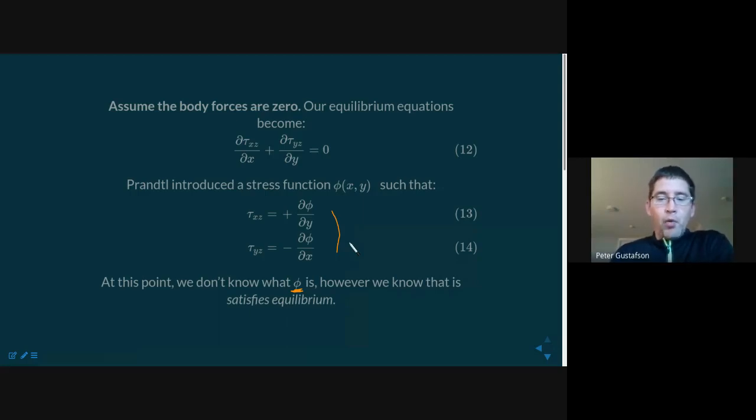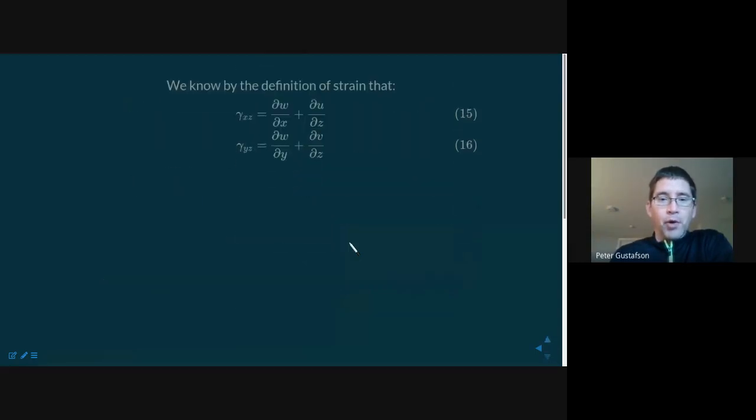One of our challenges will be to find this function. We don't know what it is. We've got to figure out what it is, but if that function exists, we can automatically satisfy the equilibrium equations. Okay, we also know this by definition of strain. So these are the strain kinematic equations that we developed for elasticity theory earlier. The definition of the shear strain xz is nothing more than dw dx plus du dz. The shear strain yz is dw dy plus dv dz.